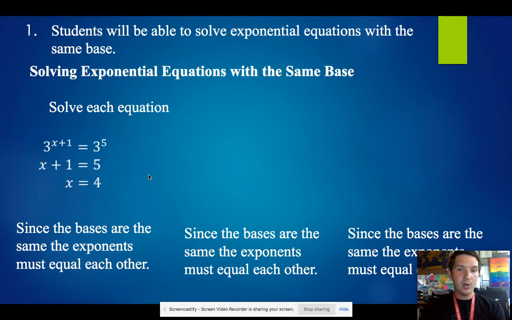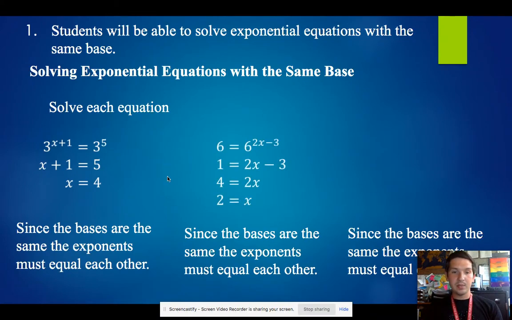Your first problem you're going to see is when you have the same base: 3 to the exponent of x plus 1 equals 3 to the exponent of 5. What we're going to do is pull out those exponents and set them equal to each other to solve for x. And then we're just going to do linear equations. x plus 1 equals 5, subtract 1 on both sides, and x is going to equal 4.